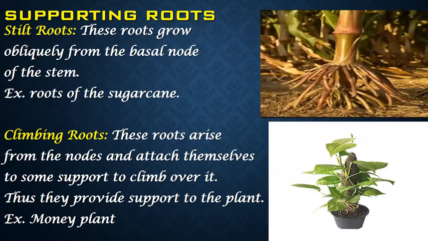Another supporting root is stilt root. These roots grow obliquely from the basal node of the stem. The example is sugarcane. Sugarcane plants have this type of stilt roots.